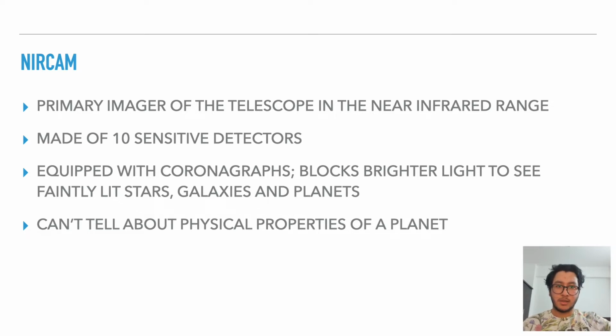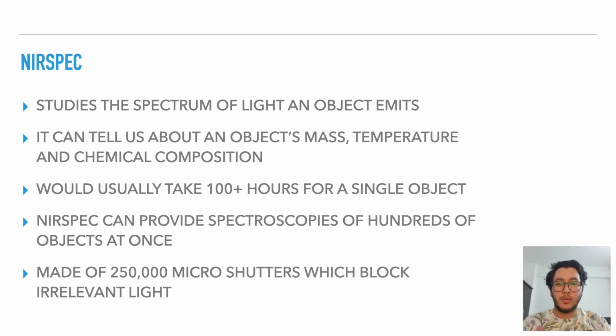That is because your hands are blocking the main source of light, which is bright, so you're able to see the faintly lit objects well. That's exactly what a coronagraph does, but in space. It blocks the brighter light so that we're able to see the faintly lit stars, galaxies, and planets. But the one major drawback of NIRCam is that it can't tell us about the physical properties of the planets. Which brings us to the next tool, which is NIRSpec.